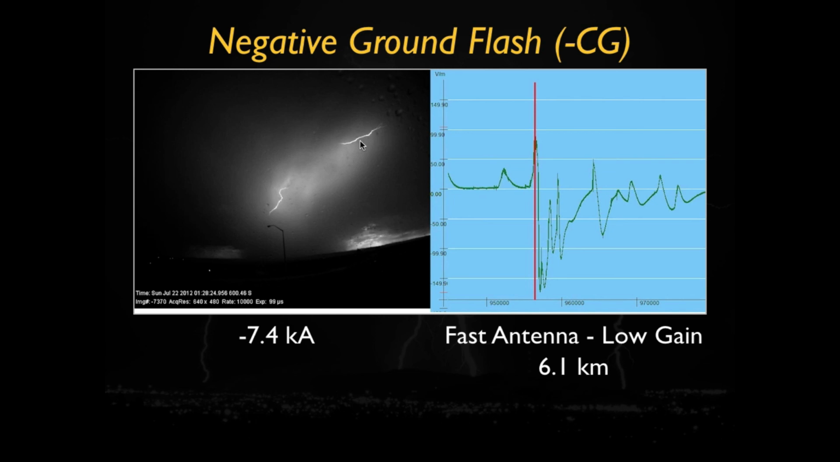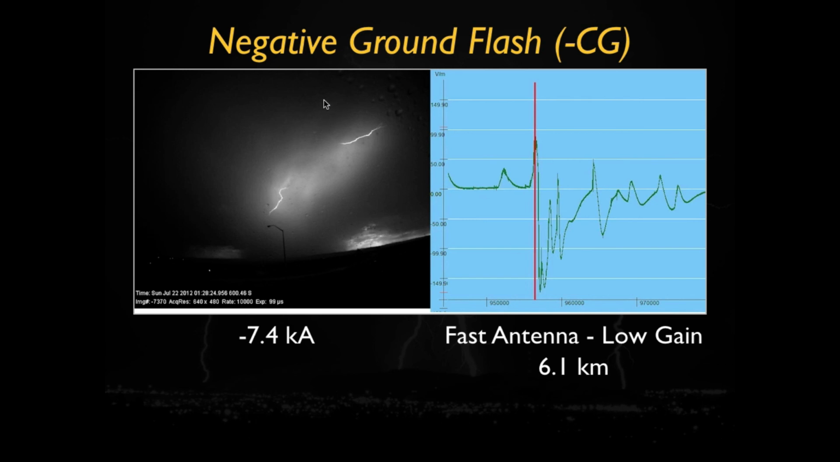We actually see a recoil leader develop at this point here, and the negative end continues on down, and here we see it as the dart leader that's about to make another connection with an estimated peak current of negative 7.4 kiloamps. This was recorded with a fast antenna and low gain, about 6.1 kilometers away from the flash. And what we'll see is that here's the field change to the initiation of the recoil leader. This is the sharp negative change due to the return stroke.